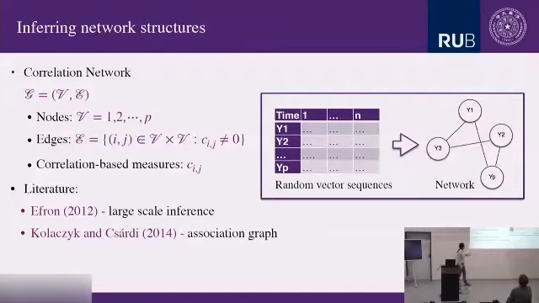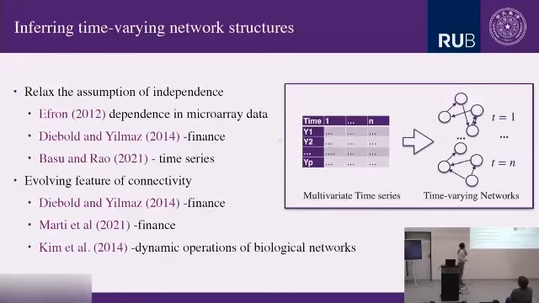This is already a very classical problem, and there is a lot of research in this area. Basically, you can calculate the correlation between each pair of nodes, but the question is how you decide the threshold for when the correlation is large enough to connect an edge between two nodes. There's literature from Efron on large-scale inference, and from these two authors on association graphs on this topic.